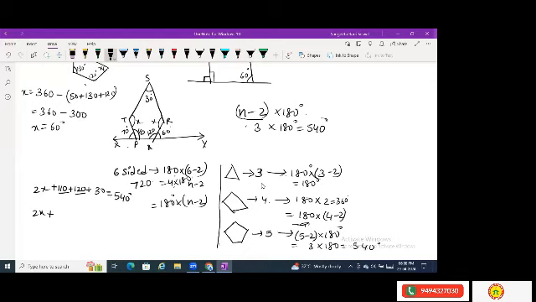110 plus 120 plus 30. The sum of all interior angles, plus x, gave me 2x. Okay, so I just add up these. What is 110 plus 120 plus 30? This is 260 degrees. 260, no?